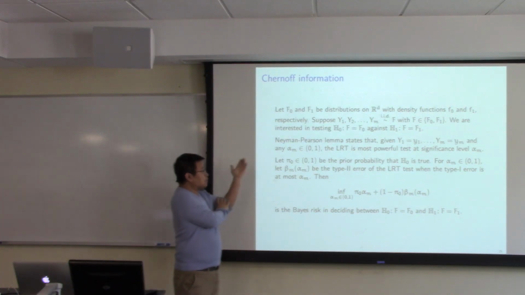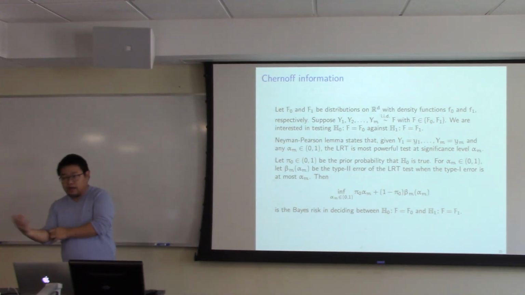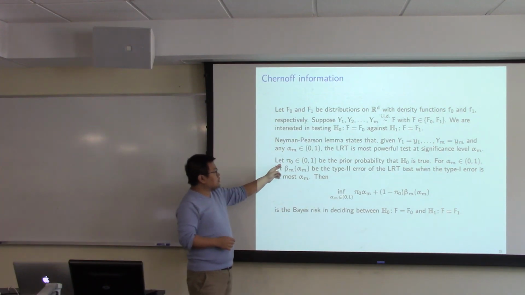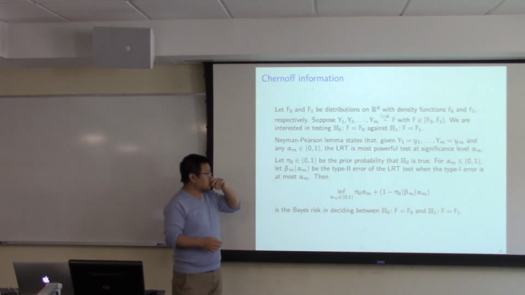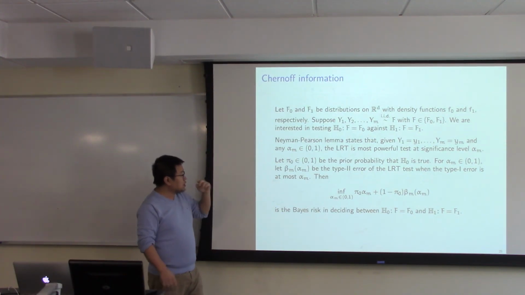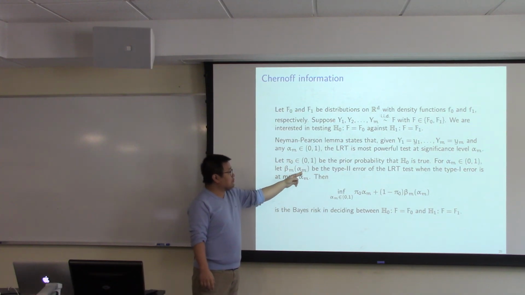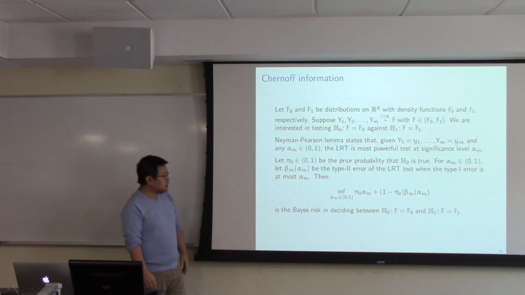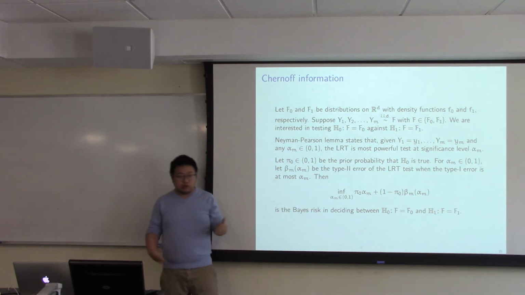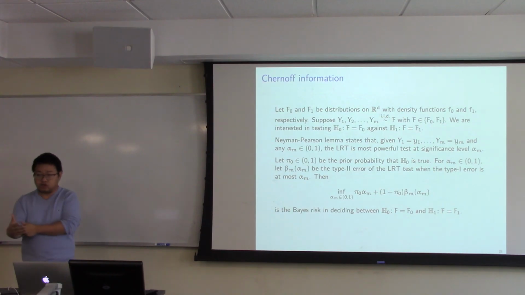Then the Neyman-Pearson lemma states that the likelihood ratio test is most powerful at significance level alpha m. If I assume the prior probability that the null hypothesis H0 is true, that is, that f equals f0, then for any fixed type 1 error, if I let beta m of alpha m be the type 2 error of the likelihood ratio test, and take the infimum over all type 1 errors, I get what is called the weighted risk in deciding between these two hypotheses, f0 or f1.